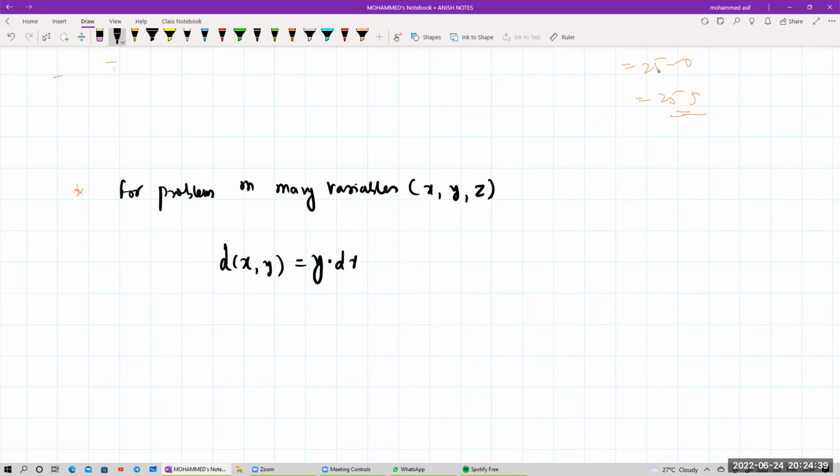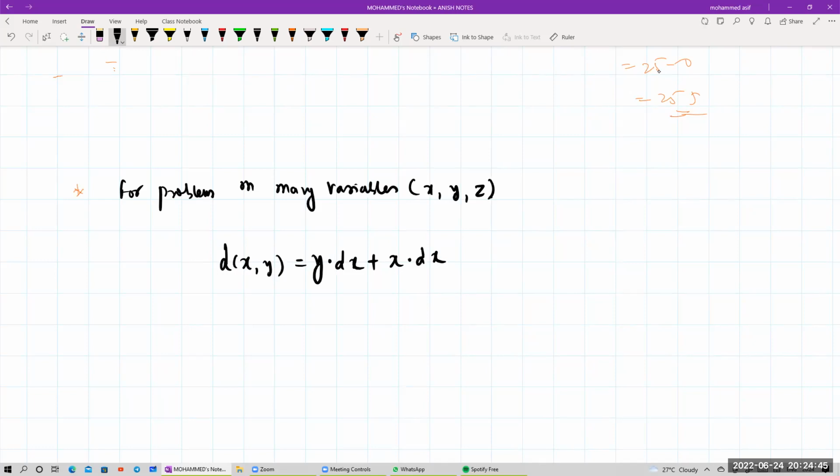Problems on many variables. This is also one of the favorite areas for JEE Mains, like x, y, z equations. What you do is directly apply the differential integral relation. Differentiation of xy is equal to y dx plus x dy. That is the differential of xy.